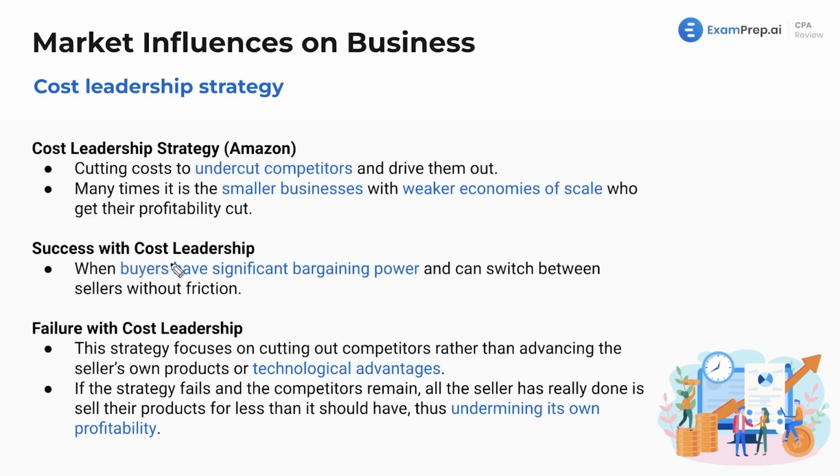When do you have success with cost leadership? When buyers have significant bargaining power and can switch between sellers without friction. So if all of a sudden you make your goods much cheaper, then all of the customers out there will start buying from you. But if everyone's locked in, like maybe T-Mobile's offering free cell service or super cheap cell service, but everyone's locked into their existing contracts for a while, that would be an example of not being able to switch between sellers without friction.